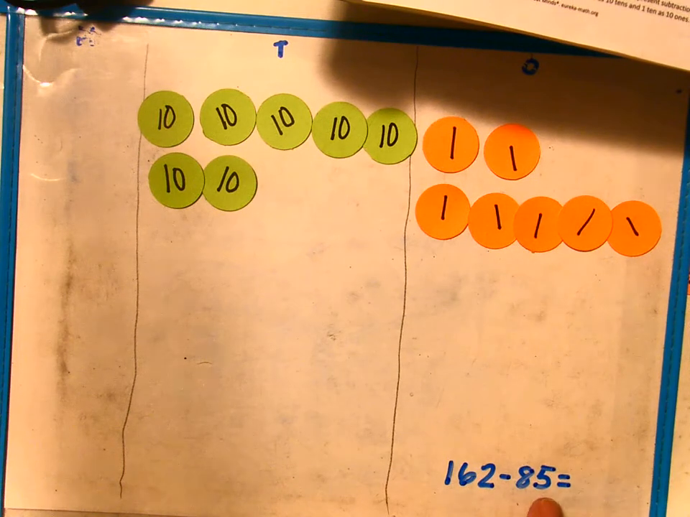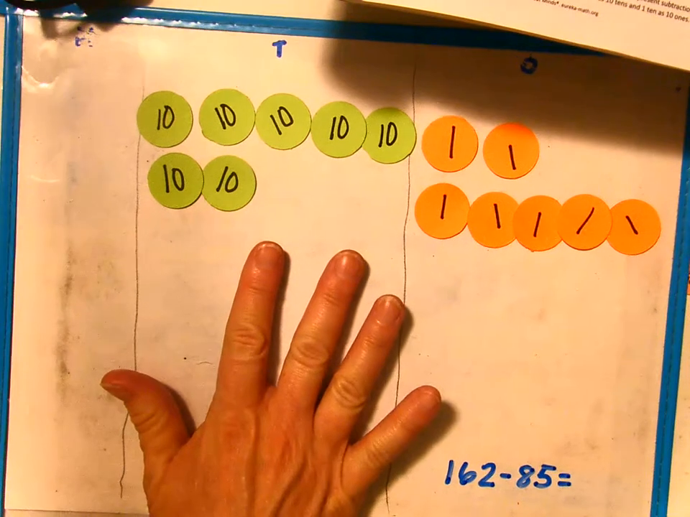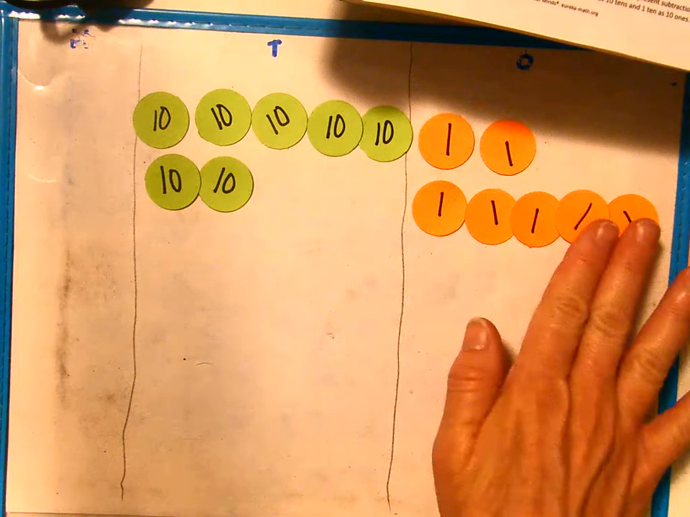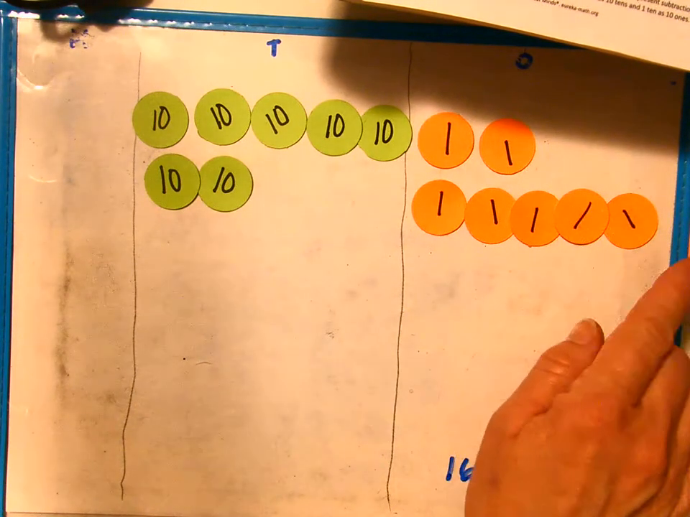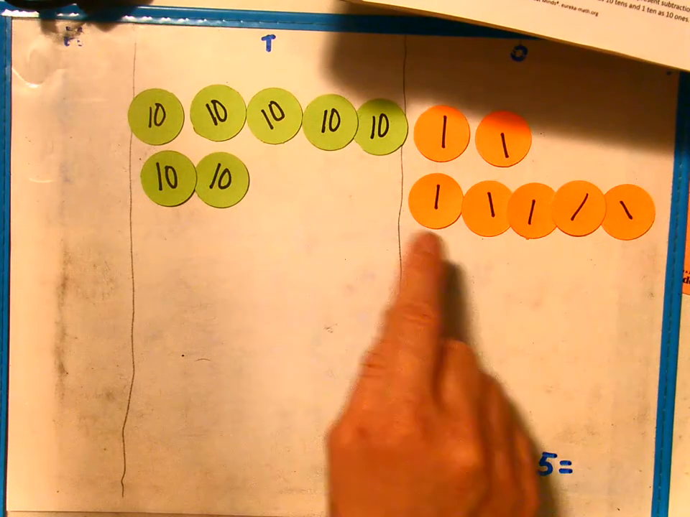So I took away my 1s, I took away my 10s. What do we have left? So we have 5, 6, 7. And how many 1s do we have? It's 5 and 2 more also. 77.